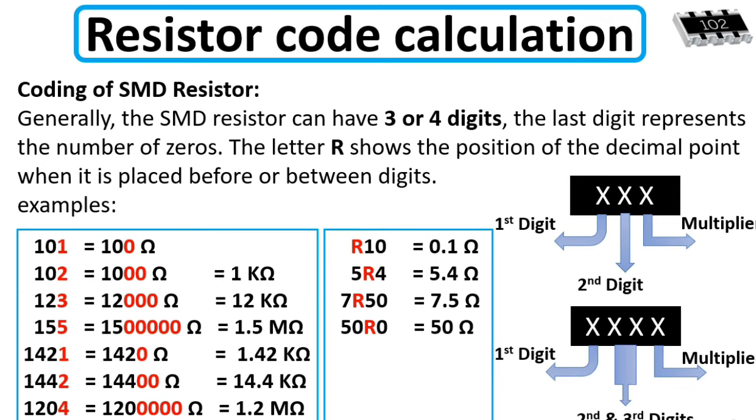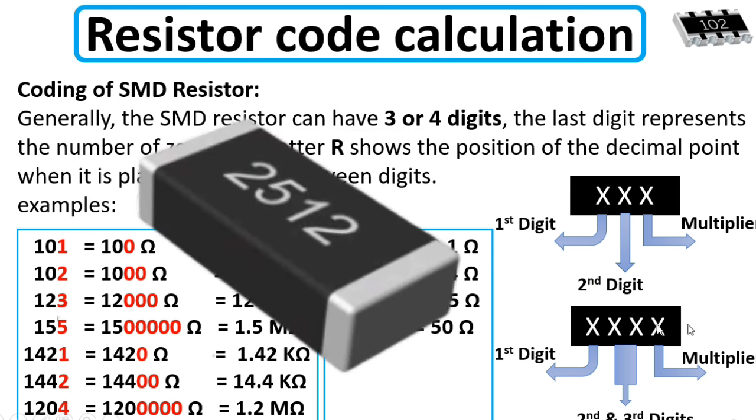So generally the SMD resistor can have 3 or 4 digits. The last digit represents the number of zeros. The letter R shows the position of the decimal point when it is placed before or between digits. Okay, so generally you can find 2 types of resistors. You can find a resistor with 3 digits or 4 digits.